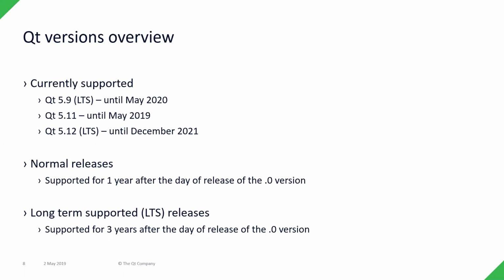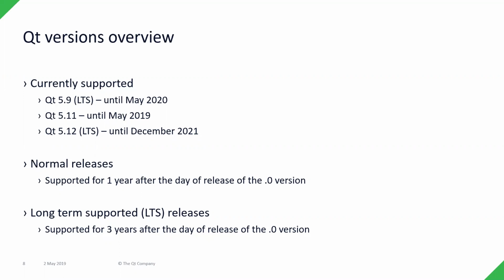The difference here is that we have normal releases, which are the non-LTS ones. We typically have 2 of these in between each LTS series, so between 5.9 and 5.12 we had 5.10 and 5.11, and these were both normal releases. These are supported for 1 year to the day after the release of the .0 version. So Qt 5.11.0 was released in May 2018, therefore it's supported until May 2019. A long-term supported release, aka LTS, is supported for 3 years after the day of the release of the .0 version. Currently we have 2 LTS releases out: Qt 5.9, released in May 2017, and Qt 5.12, released in December of last year.